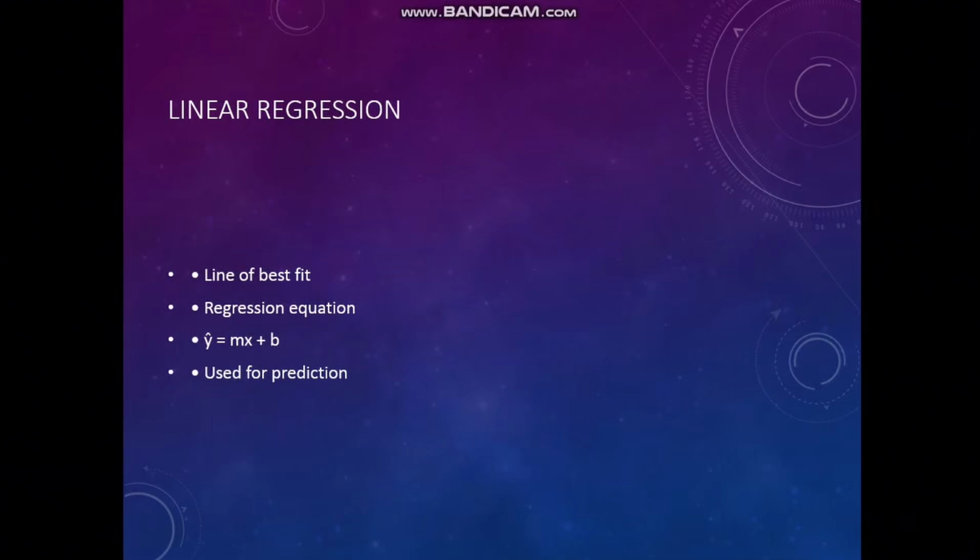After correlation, we use linear regression. Regression finds the best line that fits the data. The equation of this line is y hat equals mx plus b. This line helps us predict future values.